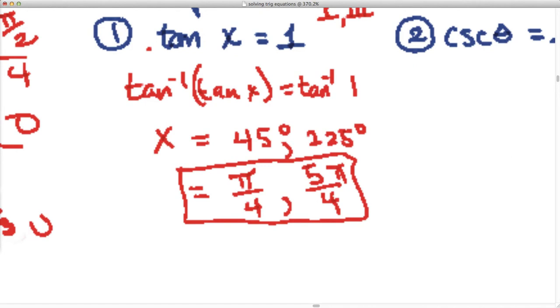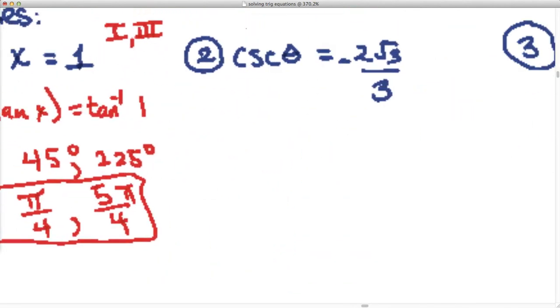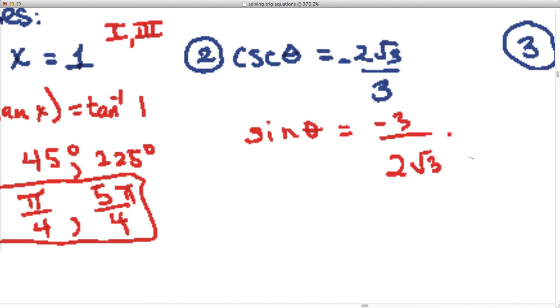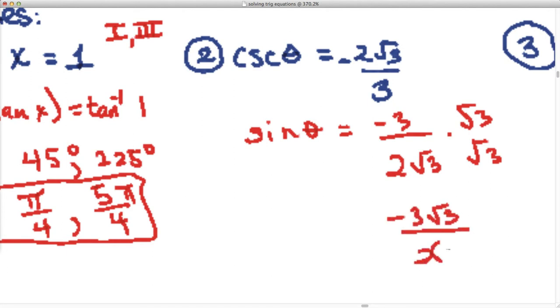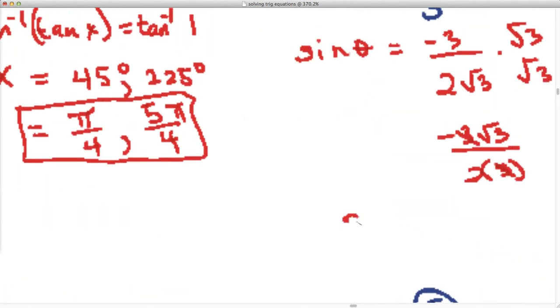So in this case, we have cosecant equals negative 2 root 3 over 3. Let's deal with sines and cosines since that's what we're used to. So what we would do is we would flip both sides, and we would have sine theta equals negative 3 over 2 root 3. And if you rationalize, you get a root 3 multiplied on top and bottom, and you're going to get negative 3 root 3 over 2 times 3, and you should see the 3's cancel. So you have sine theta equals negative root 3 over 2.